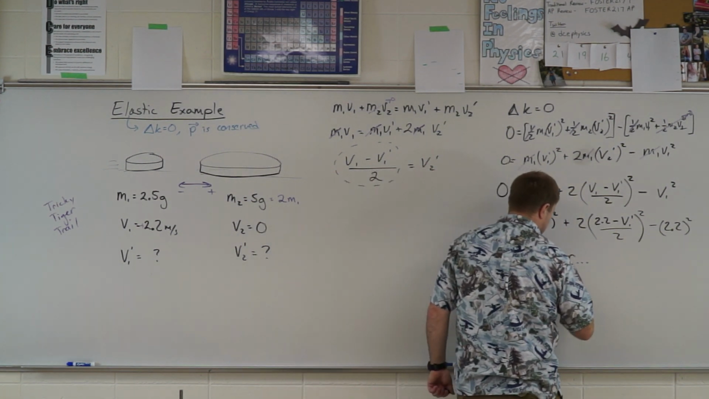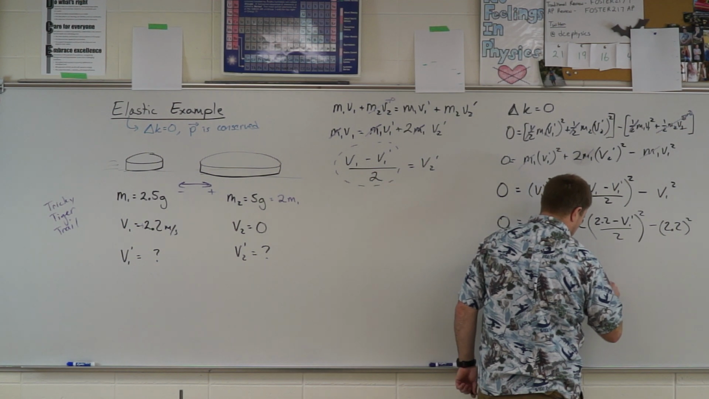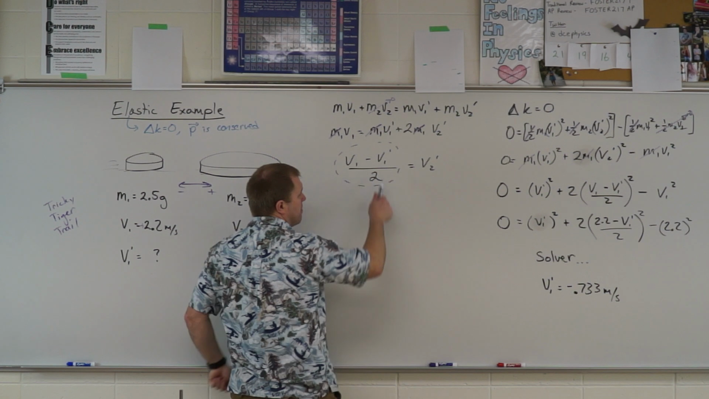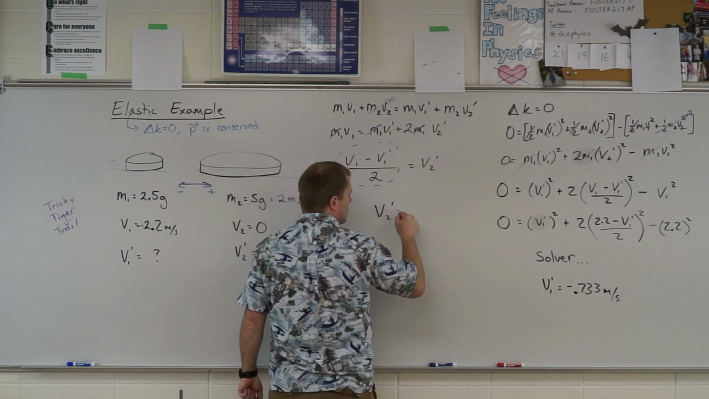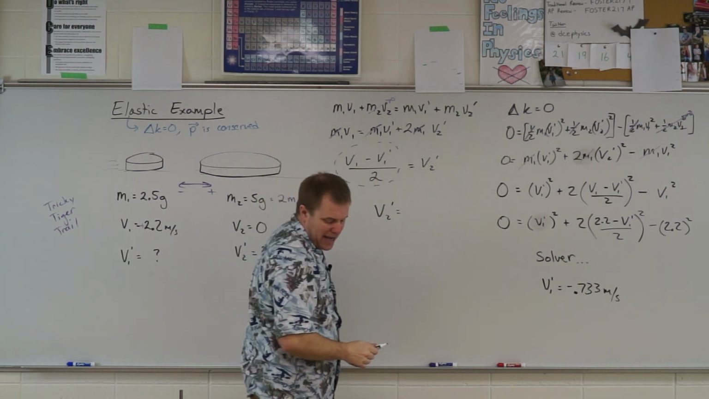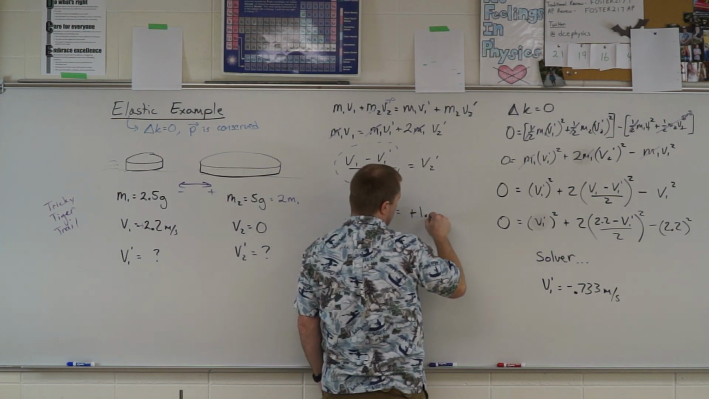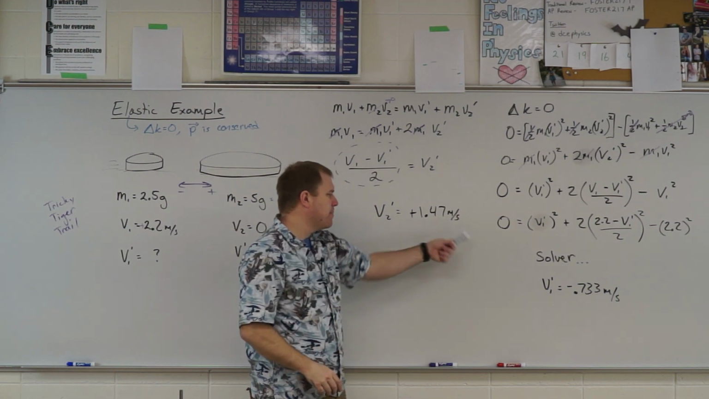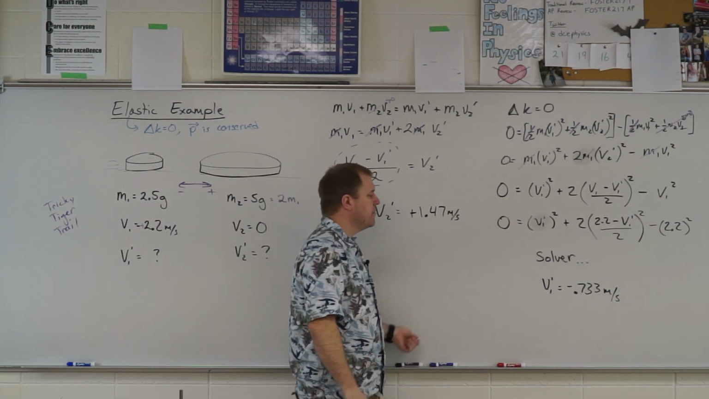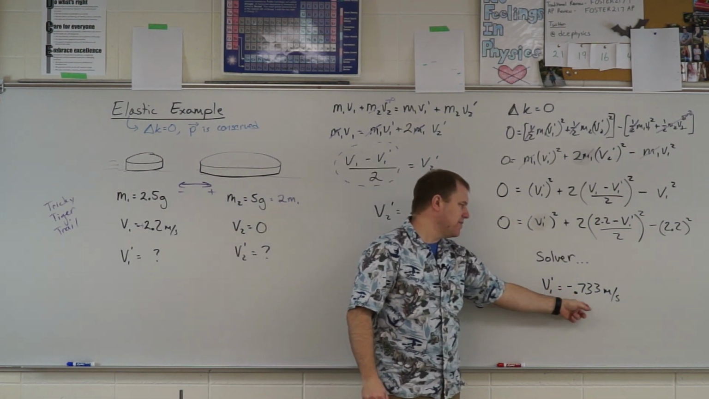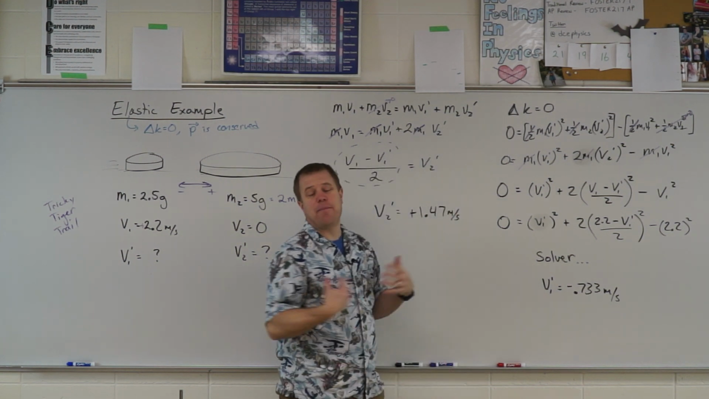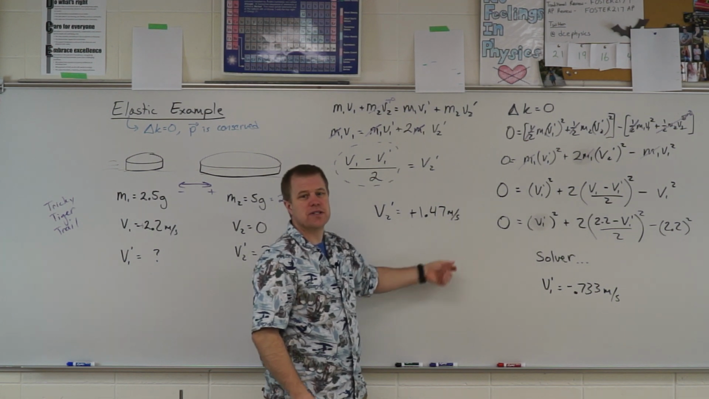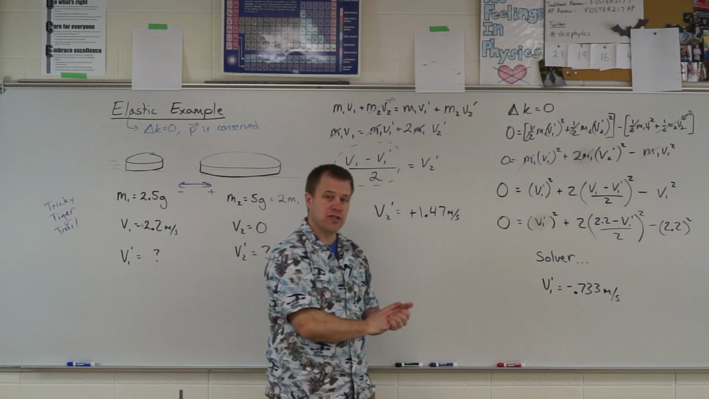So I got v1 prime is negative 0.733 meters per second. Go ahead, plug that number back in over here to find v2 prime. And v2 prime, I got a positive 1.47 meters per second. Now, what do these positives and negatives mean? The negative, I would write as 0.733 meters per second opposite the original direction of the penny, and I would say this is 1.47 meters per second in the original direction of the penny.